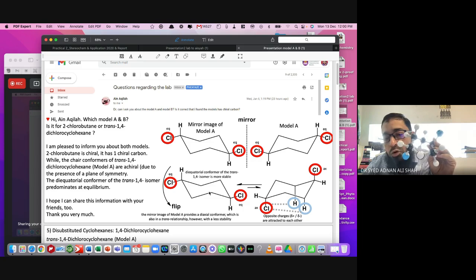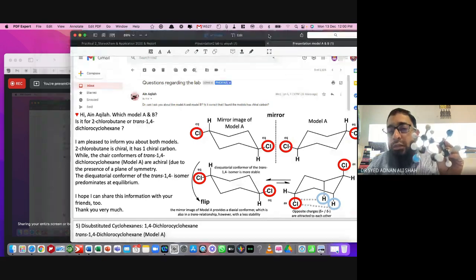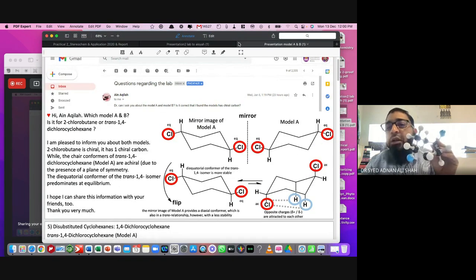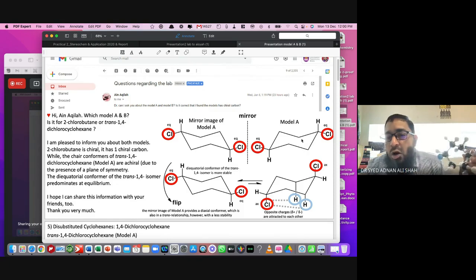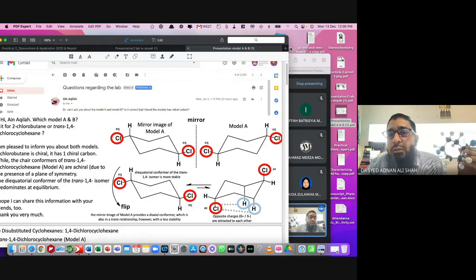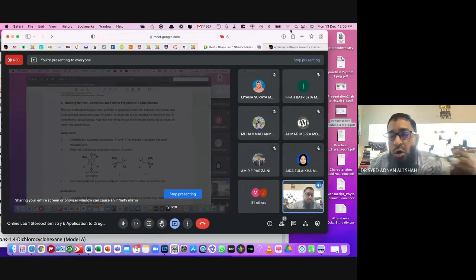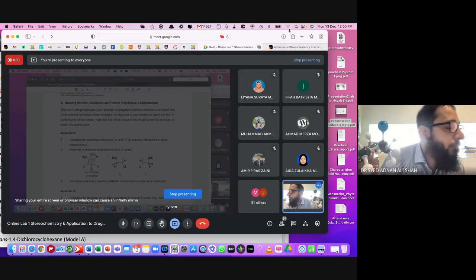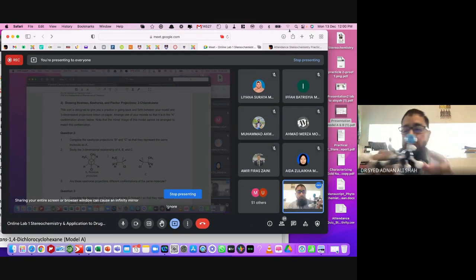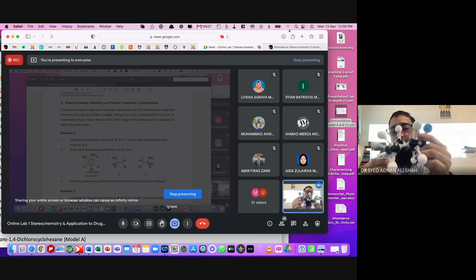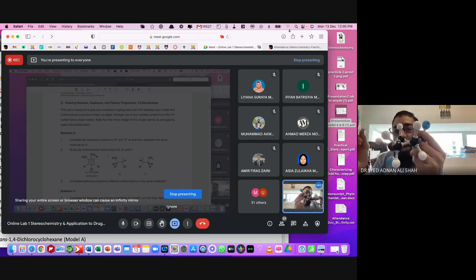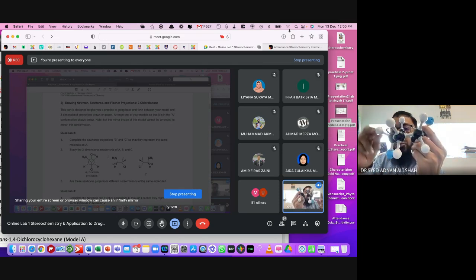So mostly the conformation is like this as compared to this one. That's why the same molecule has different conformations. That's how you make the mirror image of the molecule. So you can see the mirror images of this one in the model, right? In the model you can see how we can convert one molecule into another one.